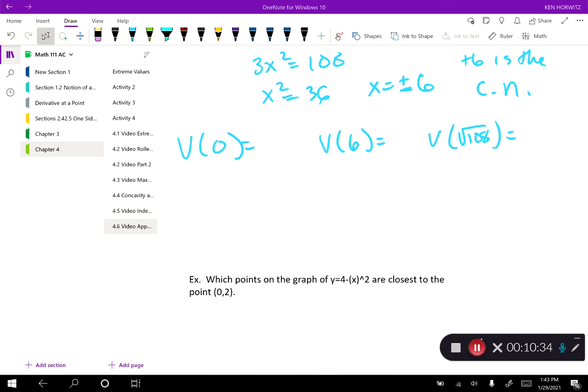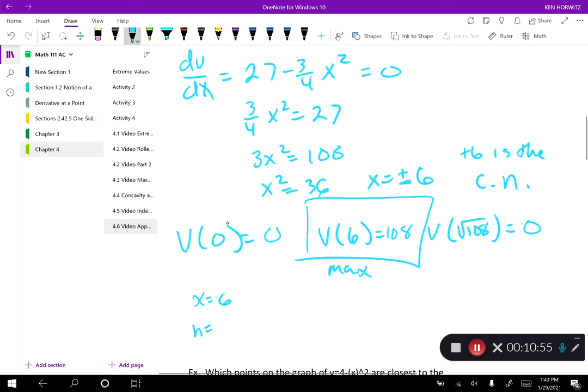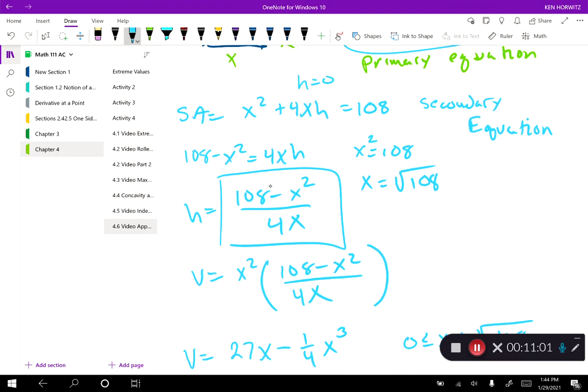All right, so when I plugged 0 into that equation with all the x's, I got 0. When I plugged 6 in, I got 108. And when I plugged in the square root of 108, I got 0. That means that right here is our max. So our max is when x equals 6. The only question is, what does h equal? And for that, you could go back here, plugging in 6 for x and figuring out h. So pause the video, find out what h is, and then you can write out your dimensions, because your dimensions will be x by x by h. So go ahead.